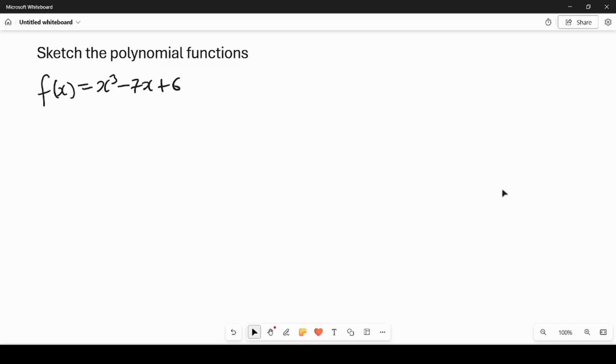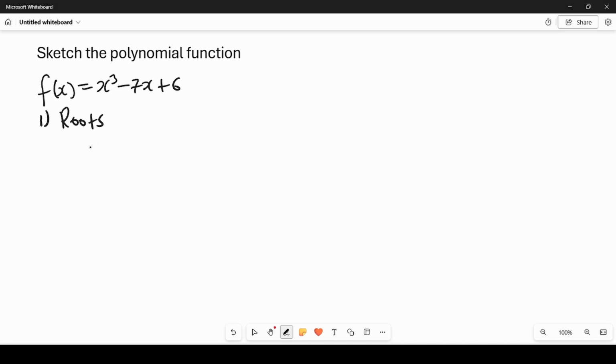So the question is saying that: sketch the polynomial function. Sketch this polynomial function. So number one, the first thing that you do is you find the roots. Okay, you find the roots of this polynomial function.